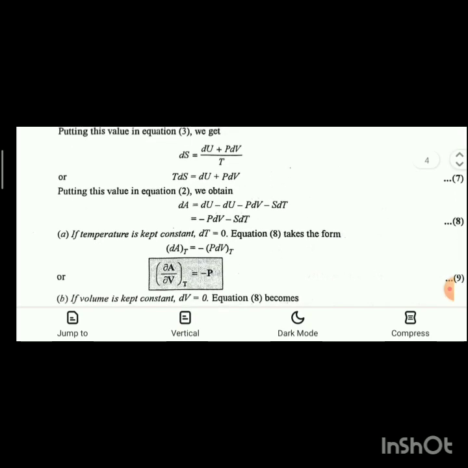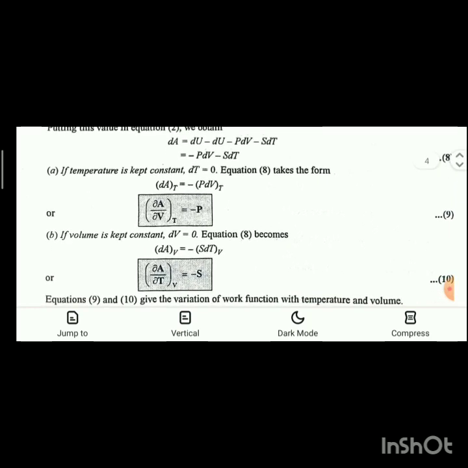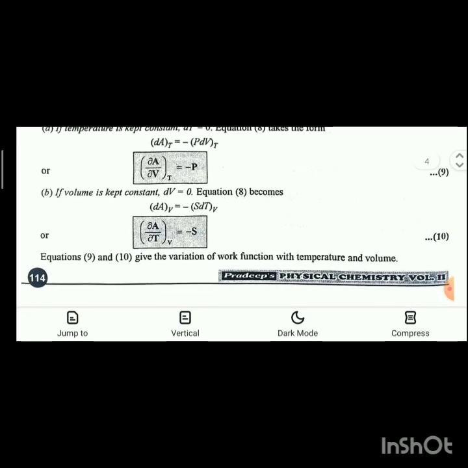If temperature is kept constant, dT = 0. dA at constant temperature = -PdV at constant temperature. ∂A/∂V at constant temperature = -P. If volume is kept constant, dV = 0. dA at constant V = -SdT at constant V. ∂A/∂T at constant V = -S. This gives the variation of work function with temperature and volume.